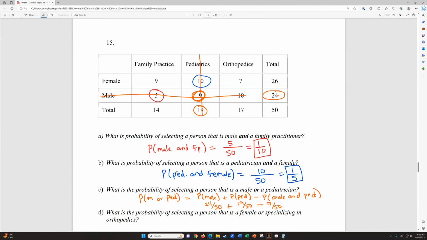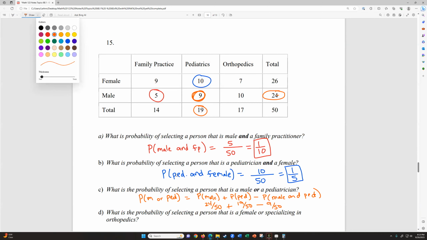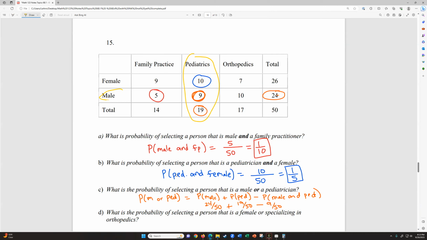I'm going to try and do that with maybe a highlighter instead. So maybe yellow. Nope, it's not going to let me do that. Let's erase that. I'll just circle it with the pen. When we look at pediatricians and the male row, we notice that overlap was 9. So total males, plus total pediatricians, minus the double count.